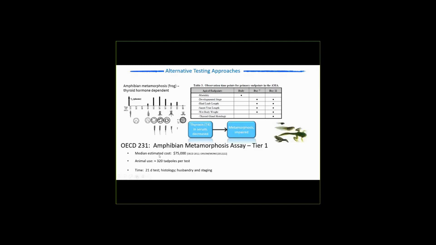Of course, the animal test costs in excess of $75,000, uses in the neighborhood of 300 plus tadpoles, and takes 3 weeks or more to perform, let alone to analyze the data. So there was certainly interest in coming up with higher throughput replacements for that test.